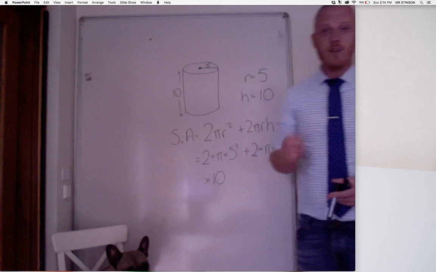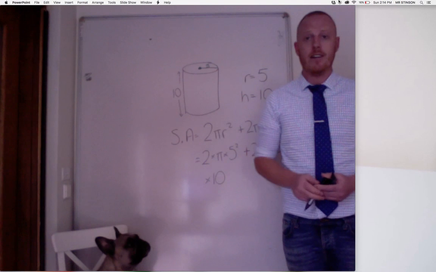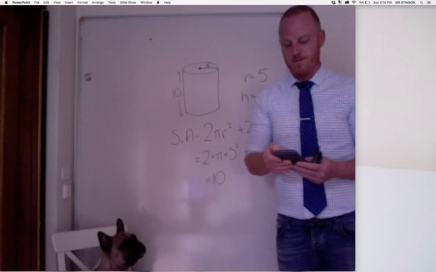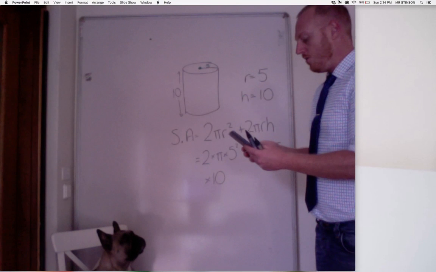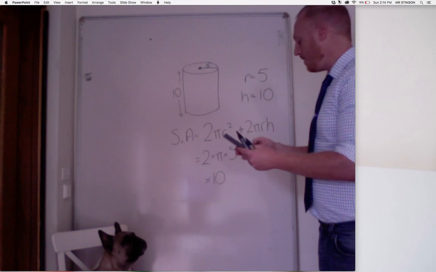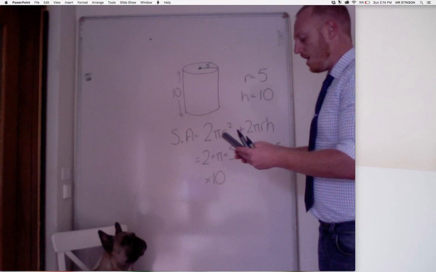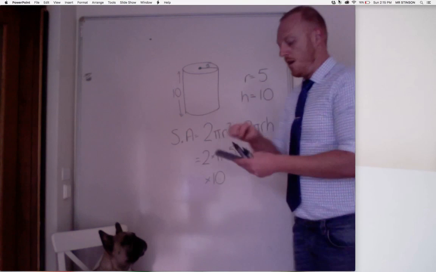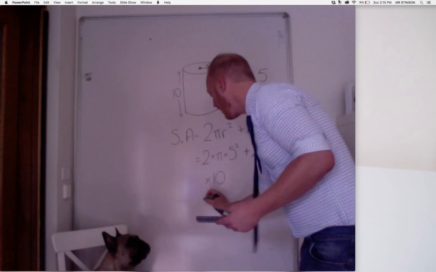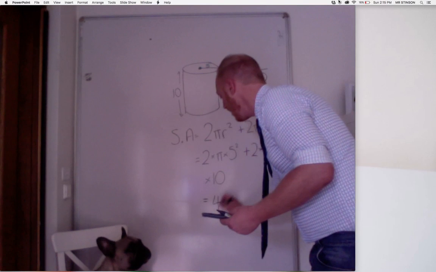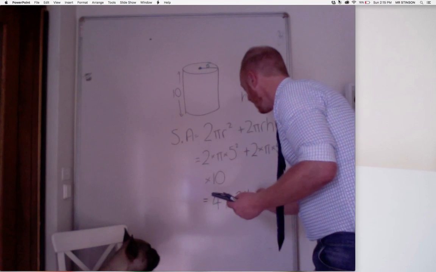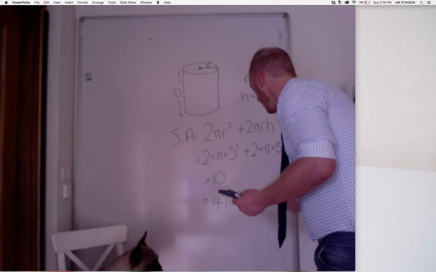All of you give it a go right now of actually calculating this on your calculator. See if you can beat me. Let's have a look. 2 times pi times 5 squared plus 2 times pi times 5 times 10. And if you calculated it correctly, you would find your answer for the surface area of this cylinder would be 471.24 units squared.